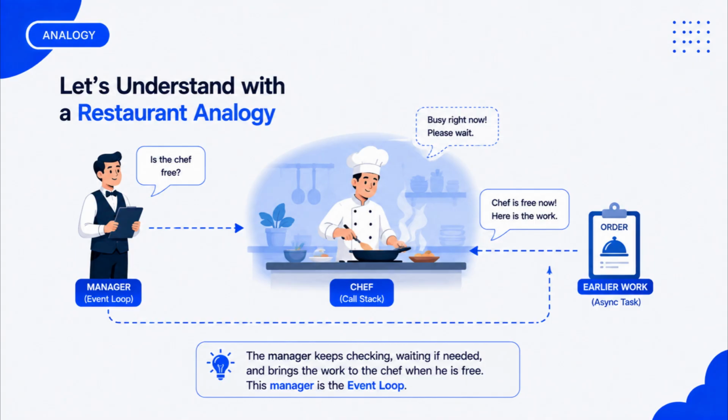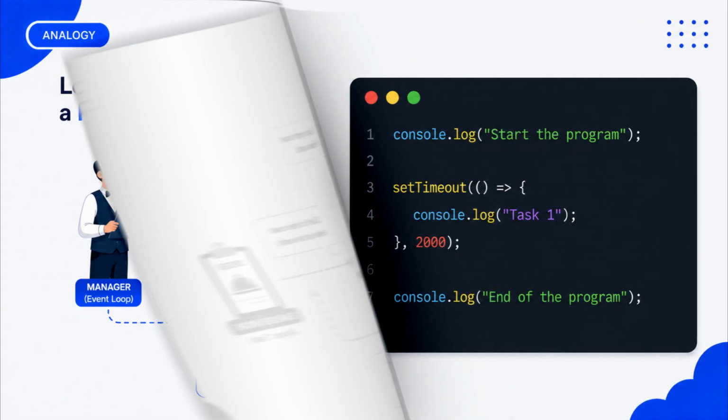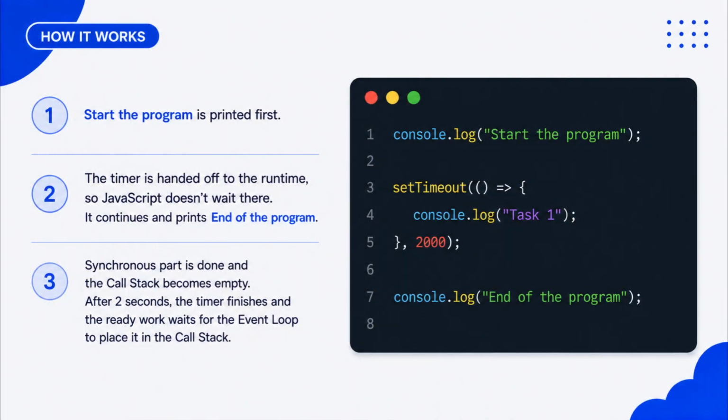Now let's see exactly what the event loop is doing in our JavaScript example. We already know start the program gets printed first. Then we reach the timer operation. It is handed off to the runtime. So JavaScript doesn't wait there. It continues on to log end of the program. So end of the program gets printed. At this point, the synchronous part of our code is done and the call stack becomes empty.